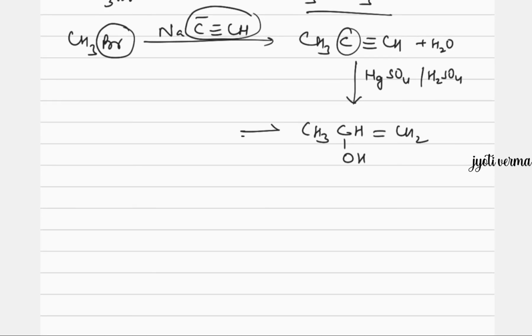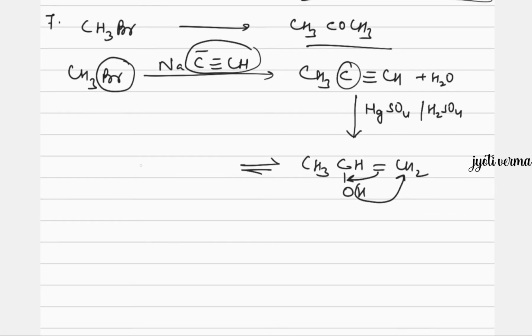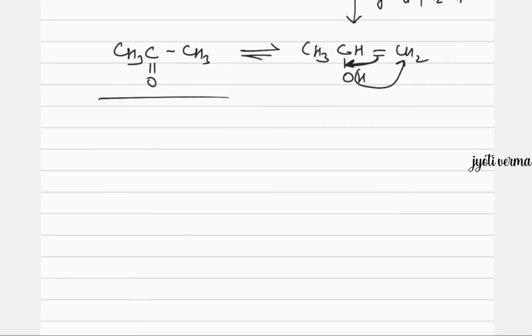Now this will undergo tautomerization, like this. It will go here, it will come here, and we'll be getting the compound CH3C double bond O. This pi bond shifted here, so that is why double bond O, and this proton shifted there, so it is propanone. So that is how we can convert bromomethane to propanone.